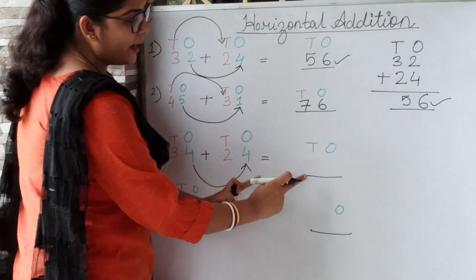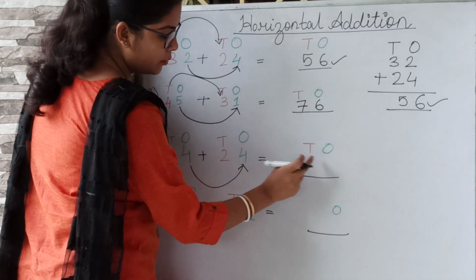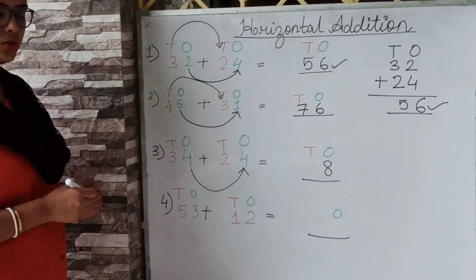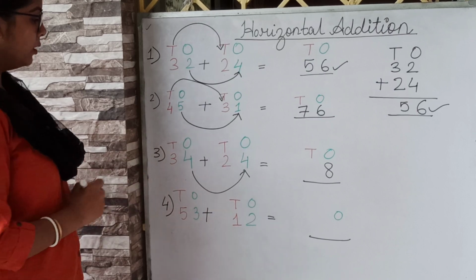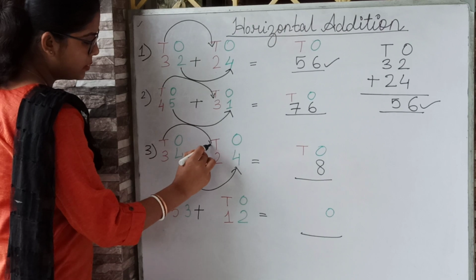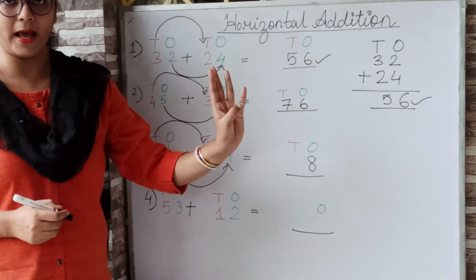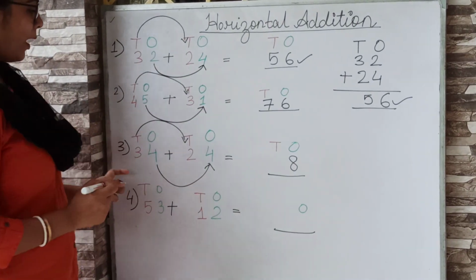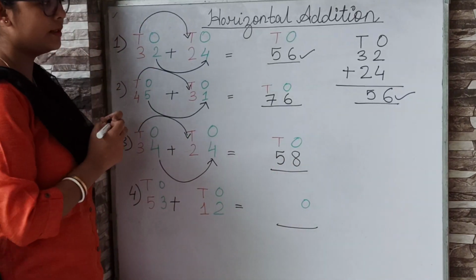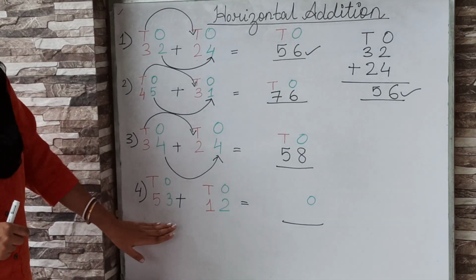So where will I write the 8? In the place of ones or in the place of tens? Yes, ones plus ones, so I will write the answer in the ones place only. Understood? Then what digits do we have in the tens place? 3 plus 2. So after 3: 4, 5. I will write the answer here in the place of tens. Okay, come to the next example.